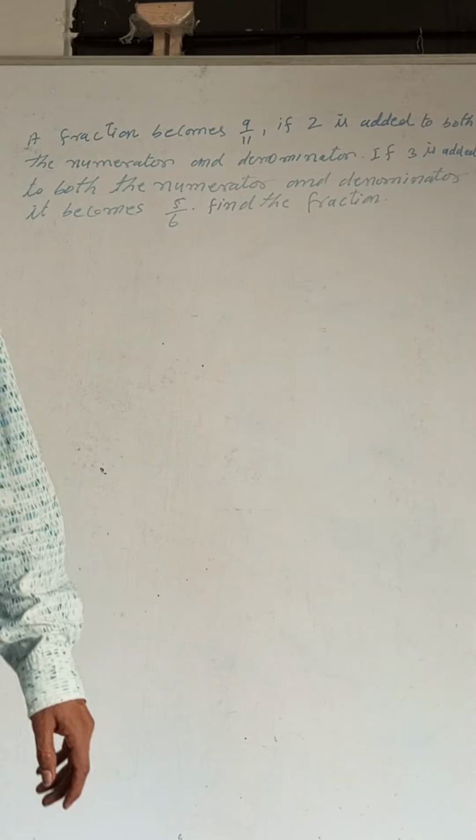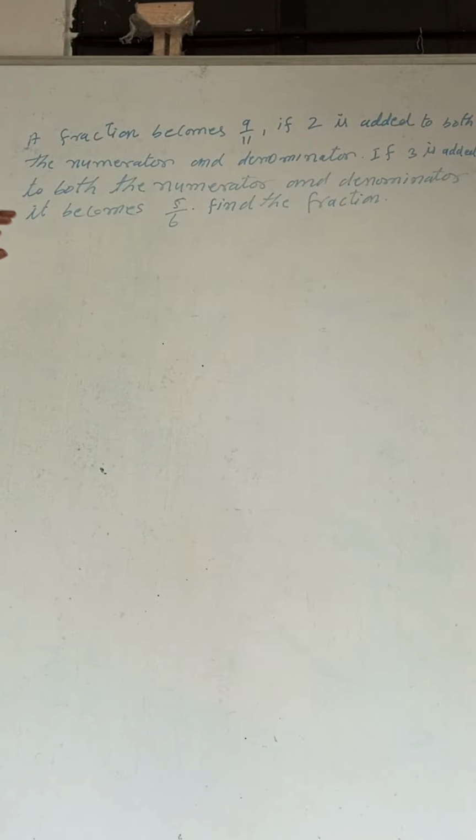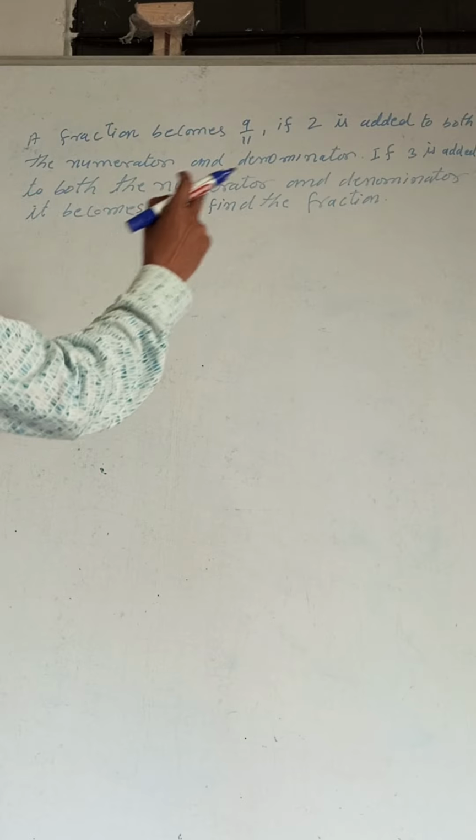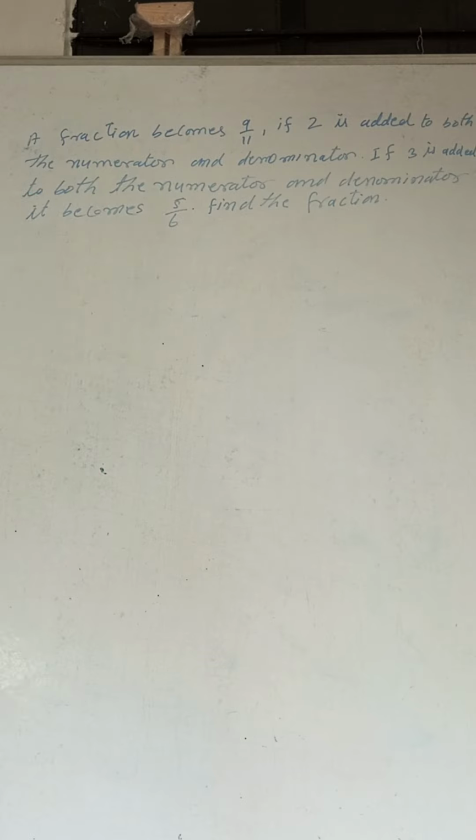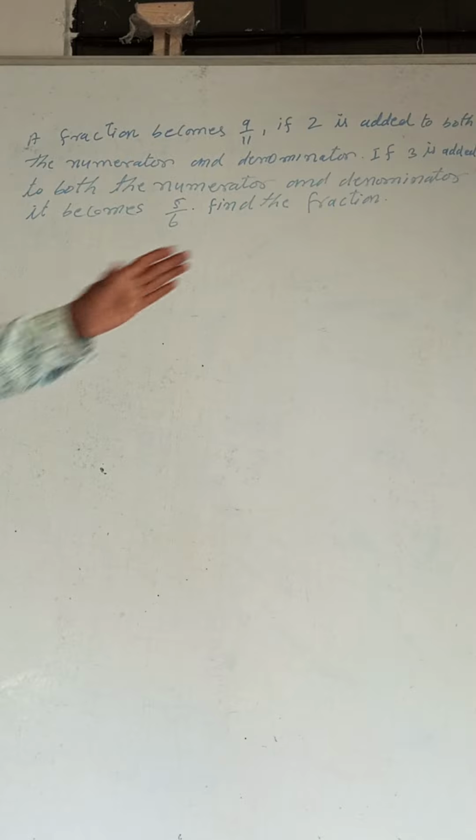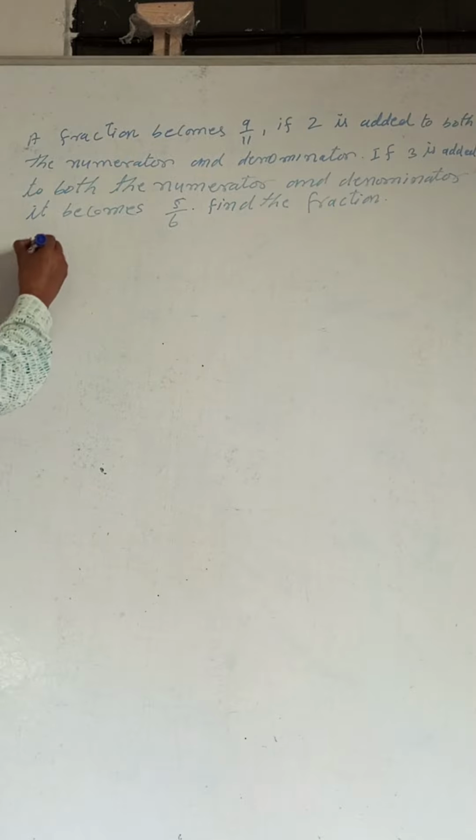Now we are going to take a one variable example, that is the verbal example. A fraction becomes 9 by 11 if 2 is added to both the numerator and denominator. If 3 is added to both the numerator and denominator, it becomes 5 by 6. Find the fraction. What is that asking? Find the fraction.